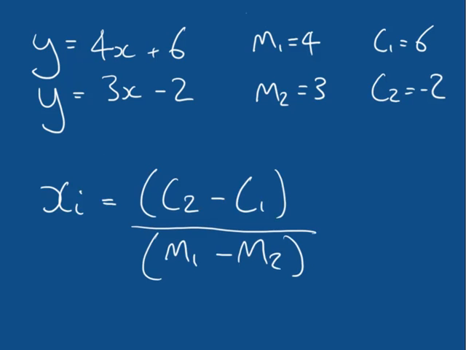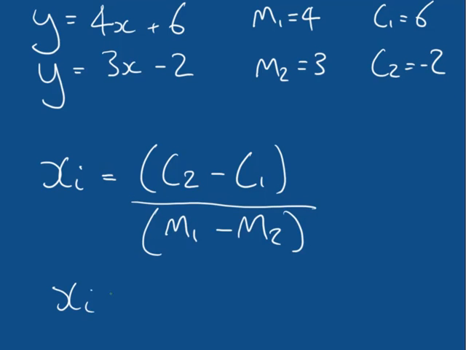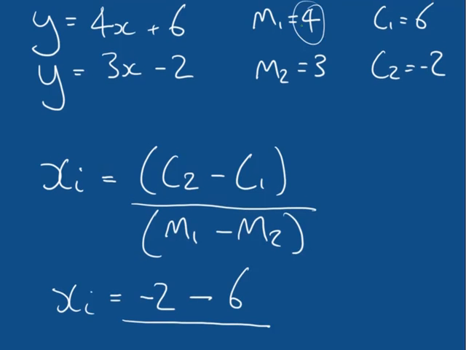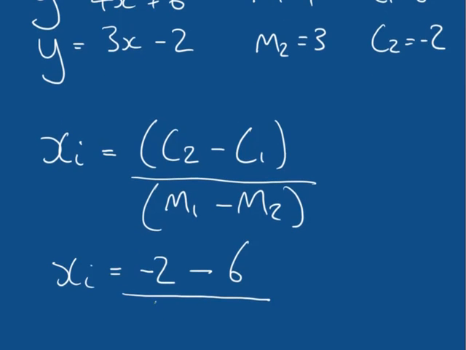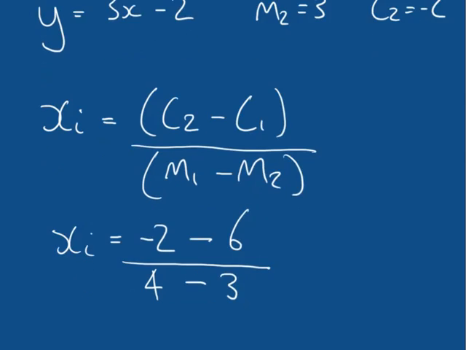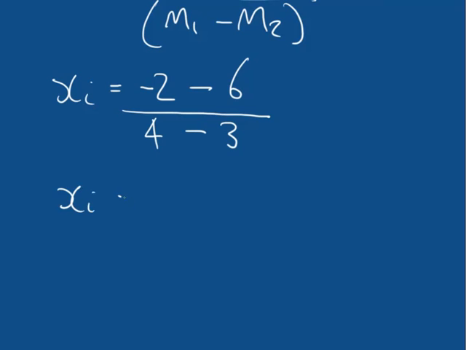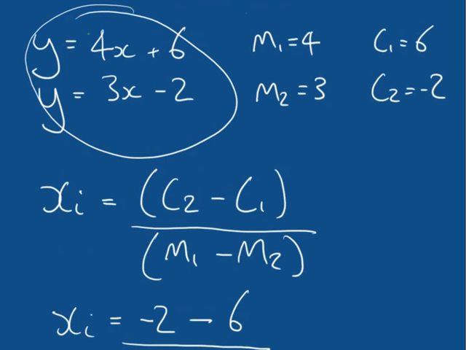So we can now plug numbers into this equation. So xi is going to be equal to C2, which is minus 2, minus C1, which is 6, over m1, which is 4, minus m2, which is 3. So we can now calculate this. Xi is equal to minus 2 minus 6, which gives us minus 8. 4 minus 3 gives us 1, so obviously this is minus 8. So the x-coordinate of the point of intersection between these two lines is minus 8.